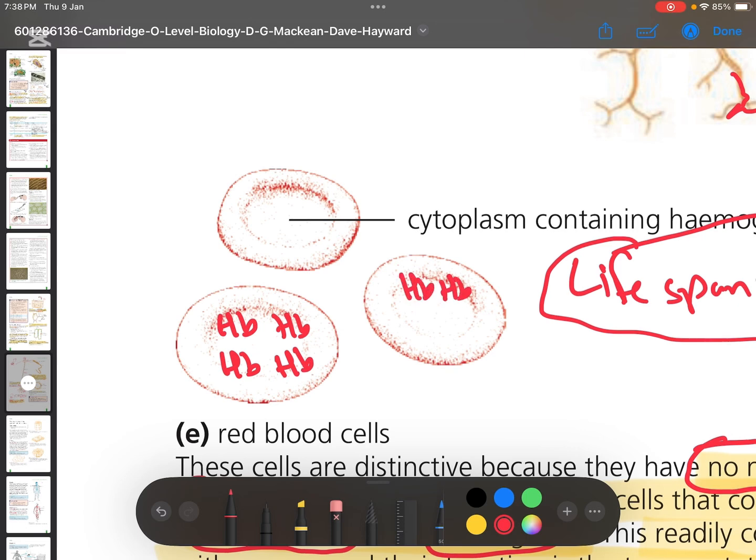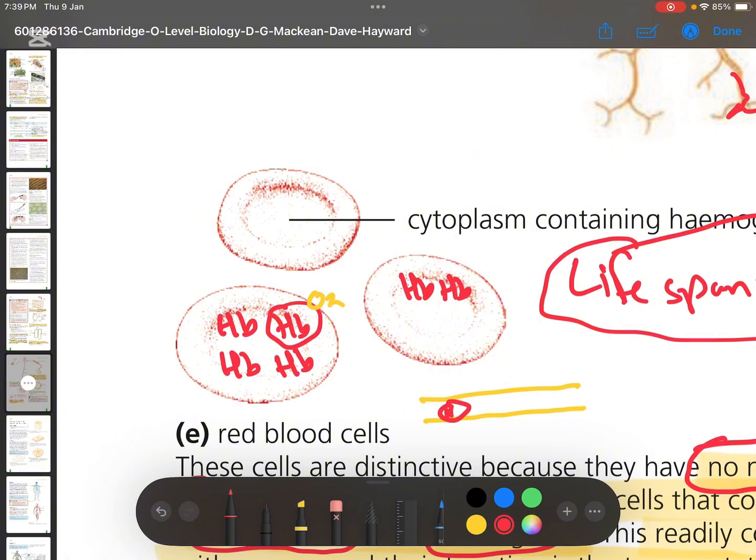What this hemoglobin does is that it binds with oxygen. For example, this is the blood capillary, and here are your RBCs present, and inside that is your hemoglobin.